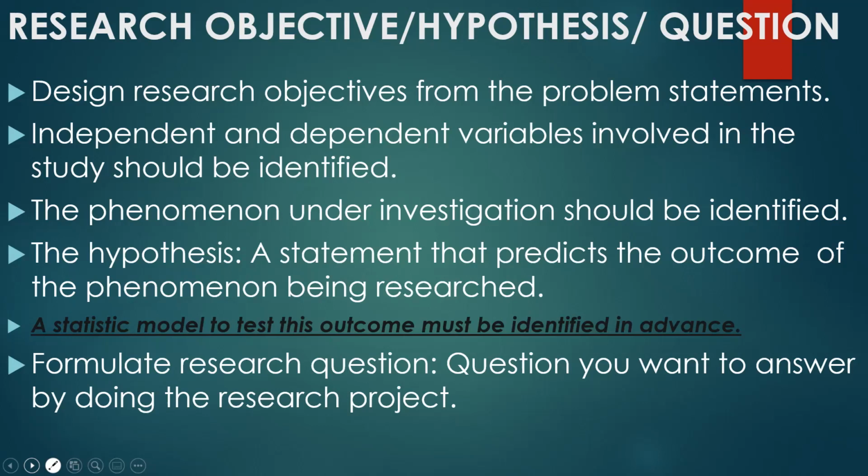Okay. So sometimes we need to do a statistical analysis to conclude on that outcome. So that is why I'm saying that a statistical model to test this outcome must be identified in advance. So here we are. You remember I said that when you are formulating research objectives, you must have an idea of the types of data analysis that are done in that discipline. So it's very important that when you are doing a literature review, you must understand the kind of data analysis that are done in the type of research that we are busy with. Okay? Because you need that information when you are formulating your research objective.